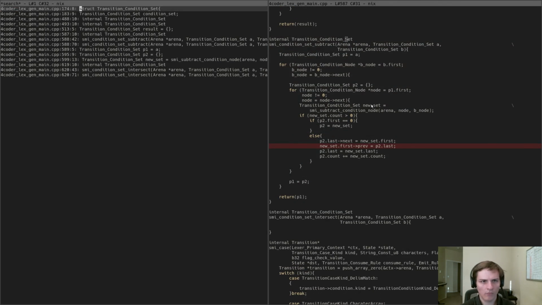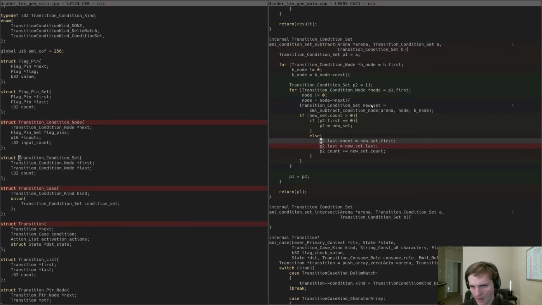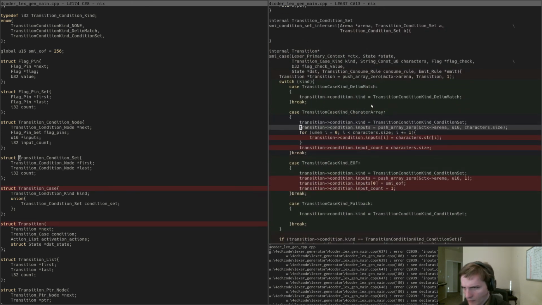My bad. I accidentally treated that like a doubly linked list with 0 ends when it's not what that is. So I just need to put the last equal to this guy's first, set the last forward, and then increment, right? Condition dot inputs. Okay, so that's the entirety of the subtract implementation.